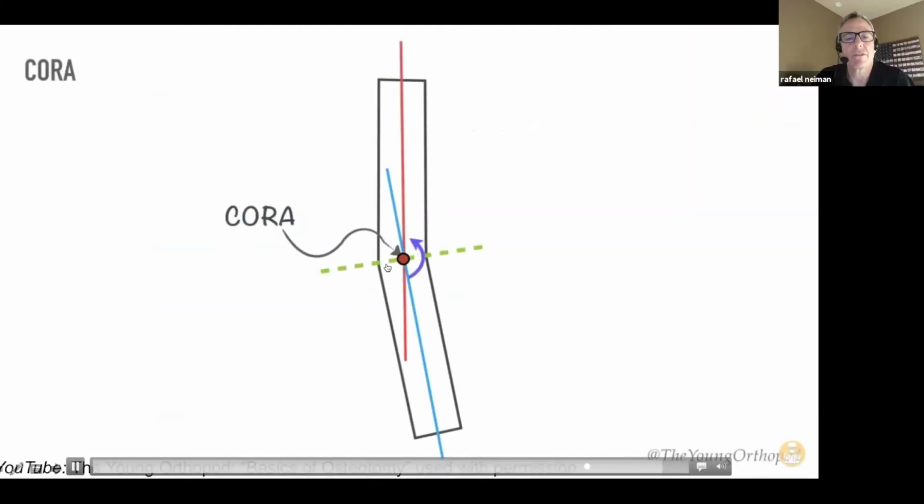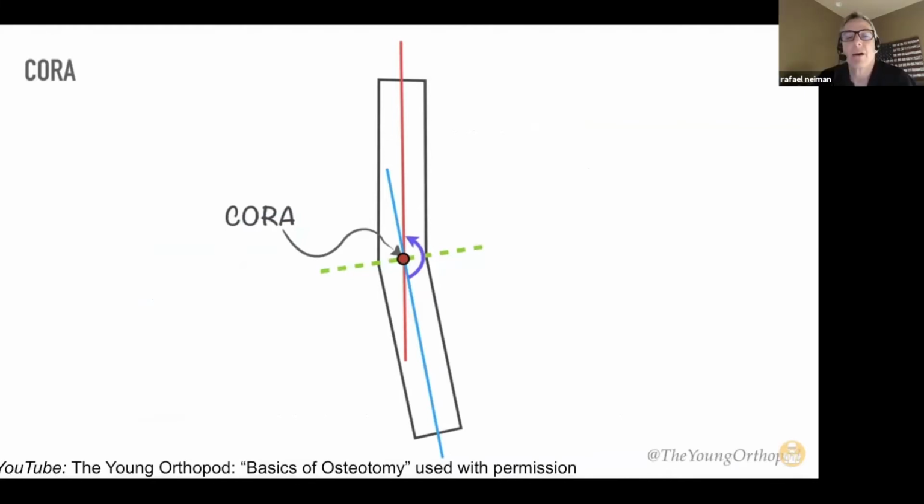The CORA, as I mentioned, is here. This green line is the bisector of that angulation. So this is the halfway point. And anywhere along this green line is going to be a CORA. It's going to be a place where you can get your correction.